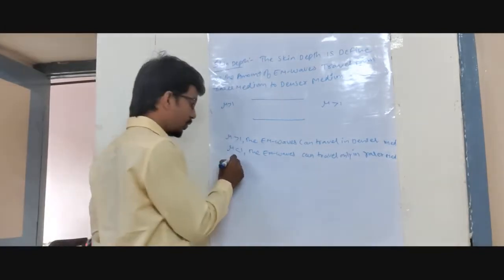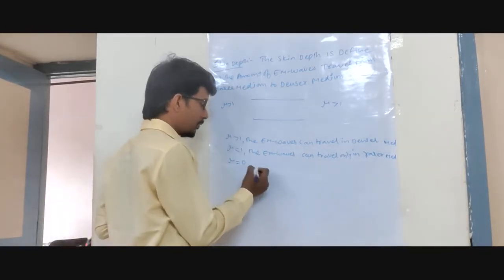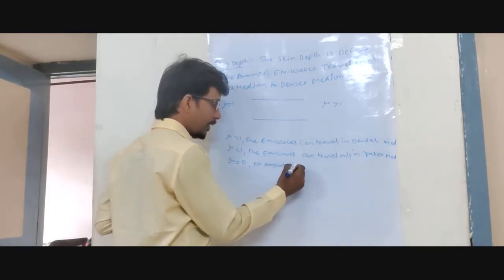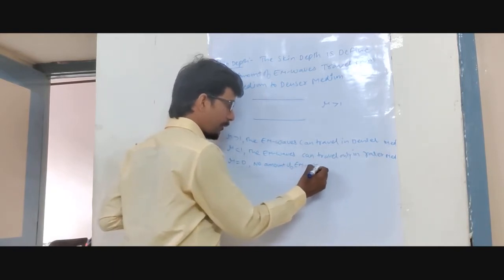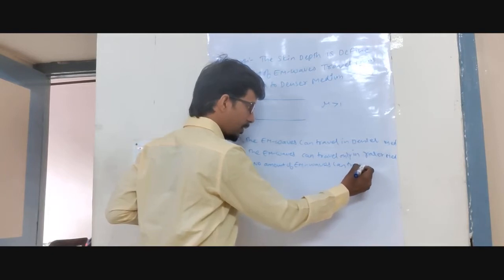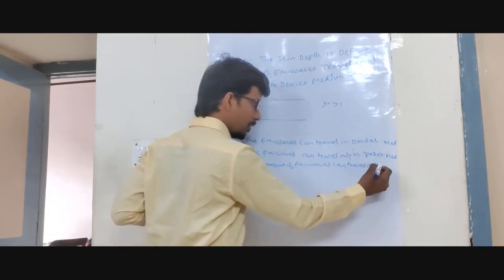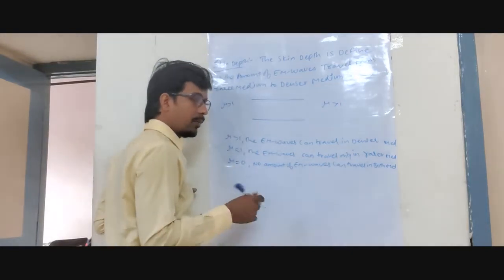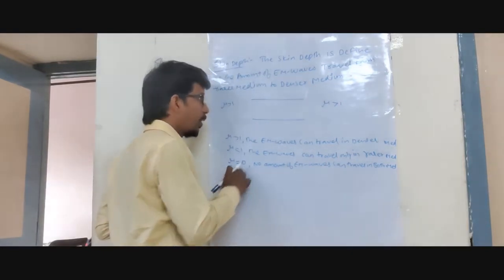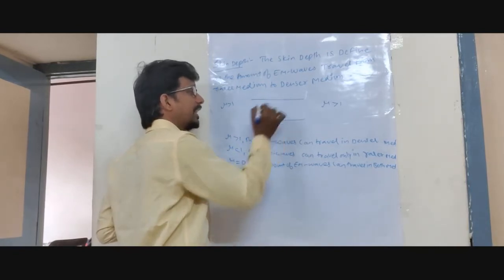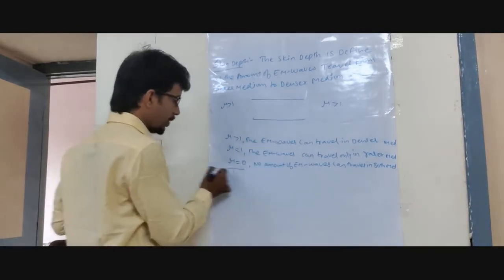If mu is equal to 0, what happens? No amount of EM waves can travel in either medium, rarer or denser. It remains only on this layer. Not even a little bit goes inside.